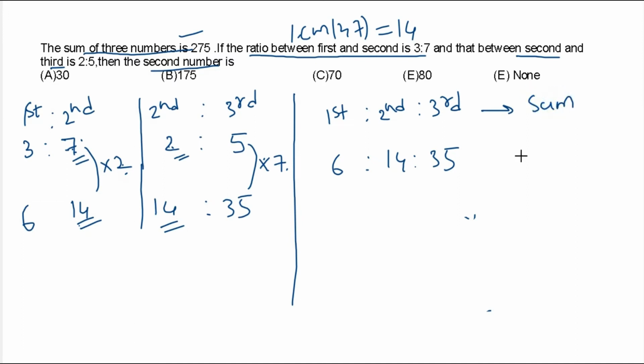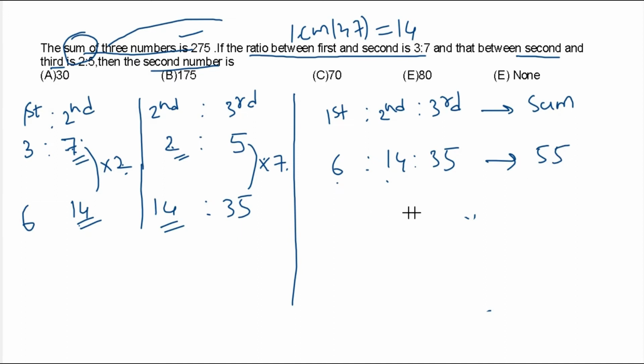And we are going to use this concept. What is this? The sum is 275. Now what is the sum of the ratio? 6 plus 14 is 20. 20 plus 35 is going to be how much? 55.